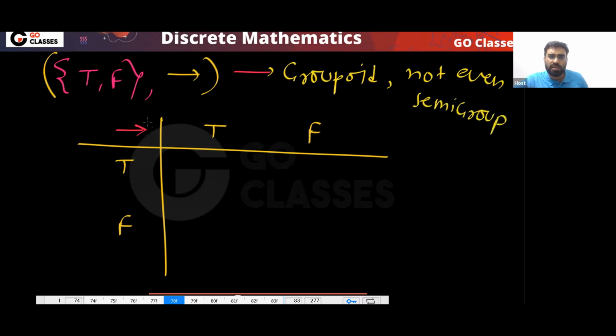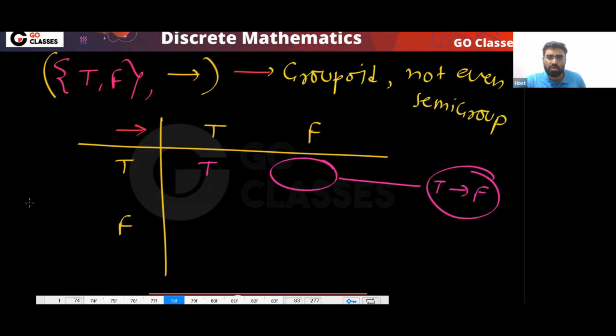Now you can notice the Cayley table. What will it look like? The Cayley table will be like this: true, true, false, true. This entry means true implies true. That is true. And this entry means true implies false. So what is true implies false? That is false. And this entry means false implies true.